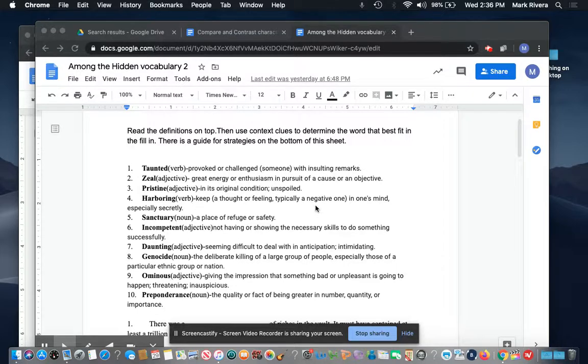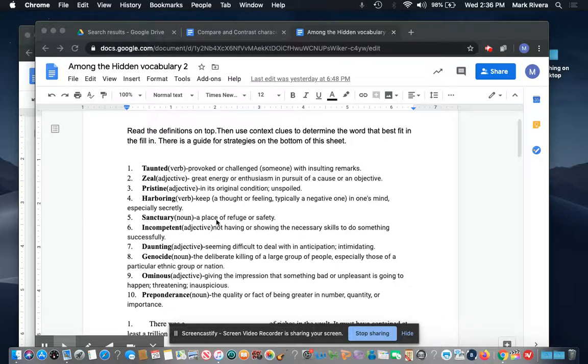So when you're being taunted or when someone's taunted, it means that they're challenging you, right? So again, when somebody's talking smack, you're being taunted, right? It's almost like a dare, right? It's a taunt. The word zeal is an adjective. It's a descriptive word. Okay, so zeal means to have great energy or enthusiasm in pursuit of a cause or an objective. So when you're really excited about something, you are filled with zeal.